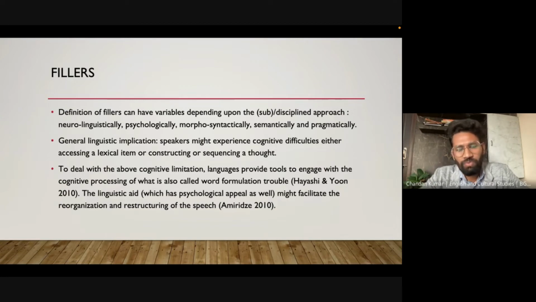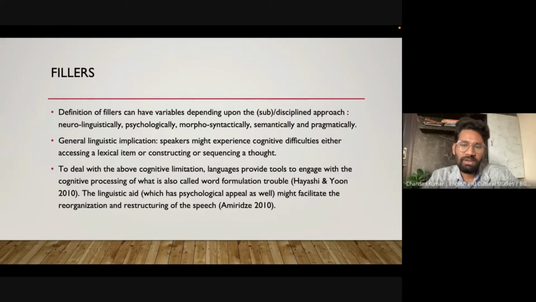So as we know, we have this understanding that filler is a very diverse kind of understanding or concept in itself, and it can be defined differently from different perspectives. So it can have a very different definition when we see it neurolinguistically or psychologically, morphosyntactically, as it has a form and a particular syntactic slot. Semantically, as a lexical item, it has semantics, right? And pragmatically, as it changes the meaning in pragmatics and discourse.